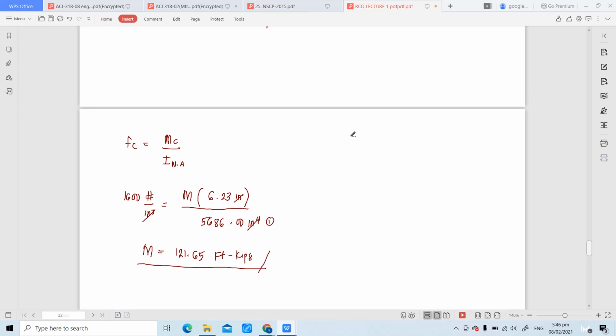Let's solve the moment value using the allowable stress ng tension steel. Yung Fs. Yung formula na Fs over N multiplied equivalent to M multiplied by D minus C over INA.